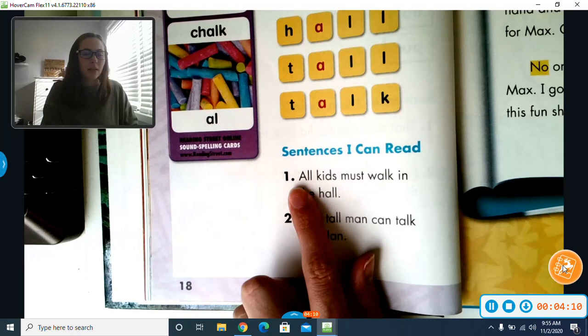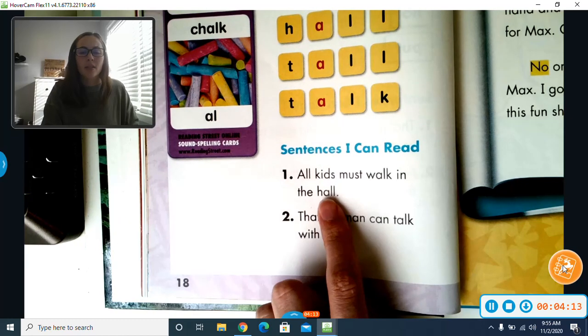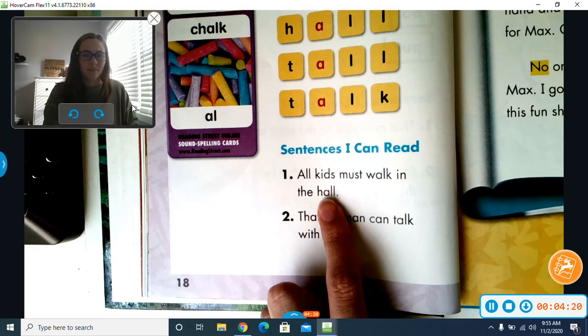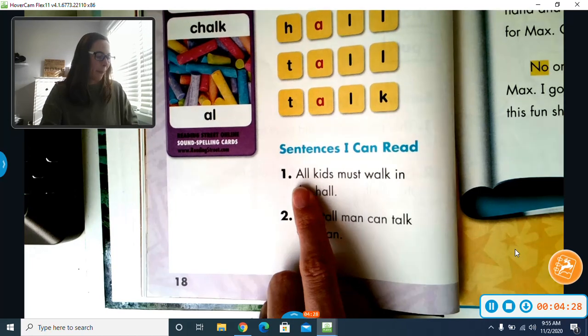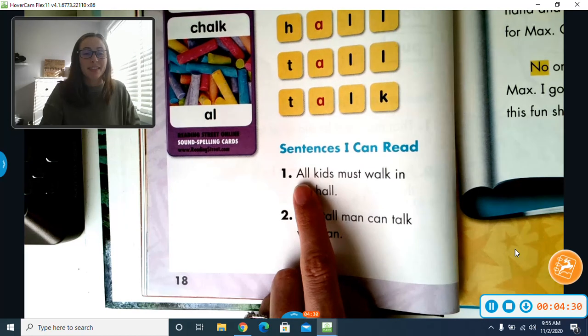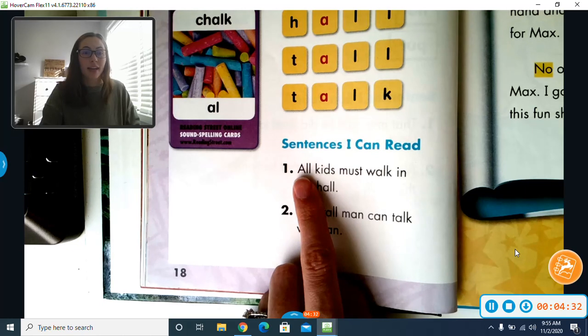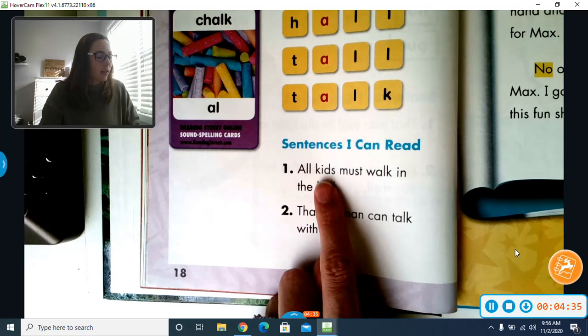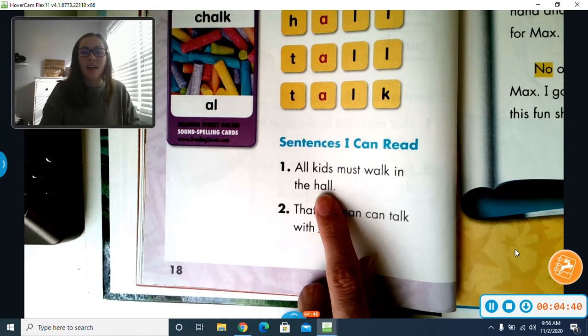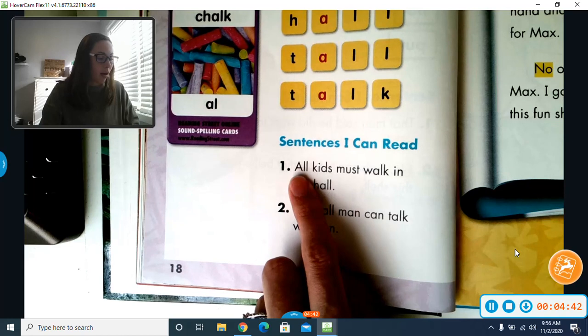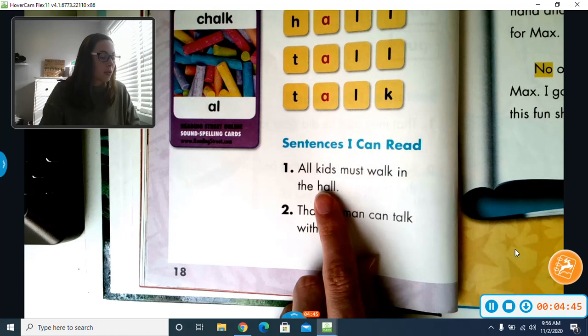Try to read sentence number 1 to yourself using that ah sound. This sentence starts with the word all. Okay, let's read it together. All kids must walk in the hall. Lots of ahs in there. We have the word all, the word walk, and the word hall.